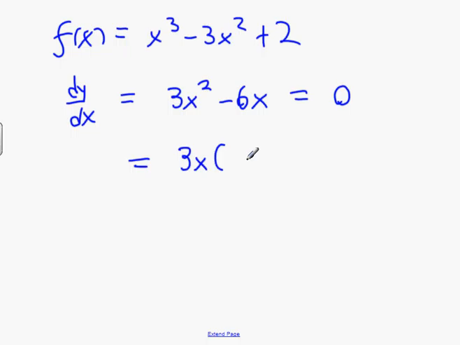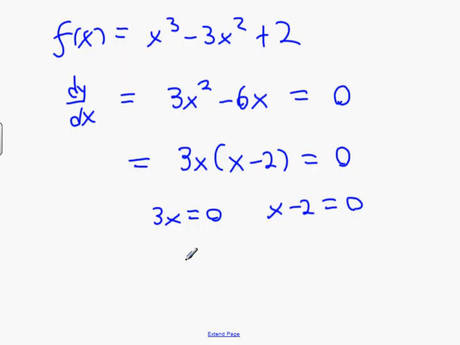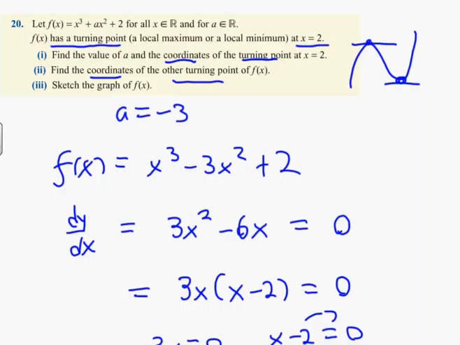3x bracket equals 0. x minus 2 equals 0. So x equals 0 or x equals 2. So 0 and 2. Now, next thing is it wants me to find the y value.